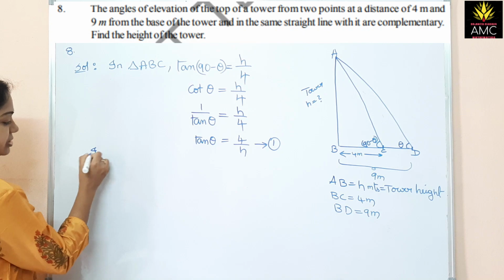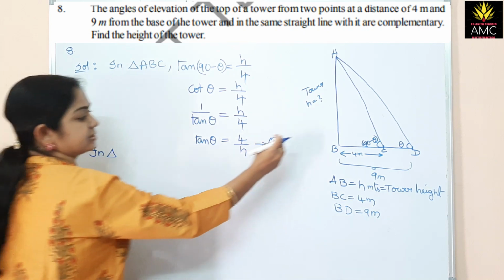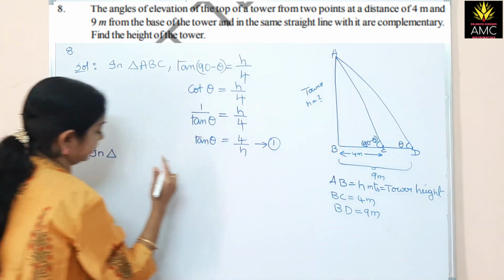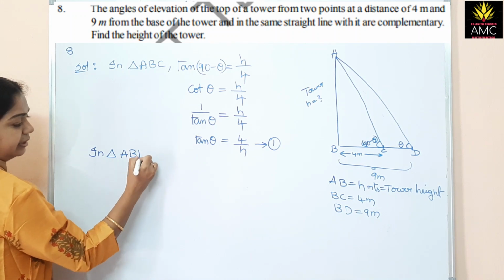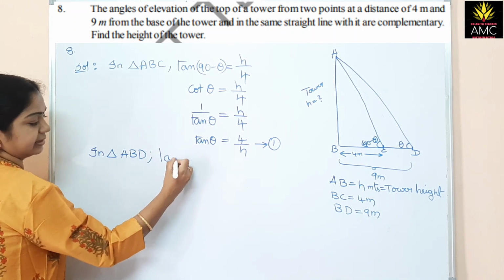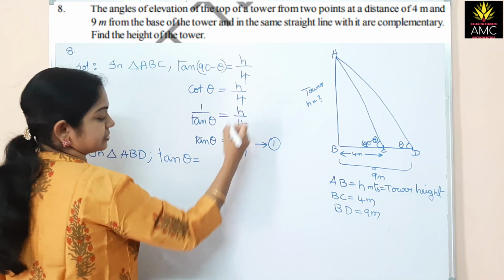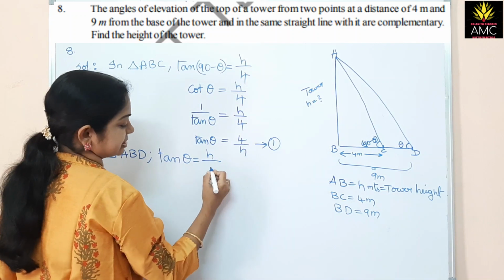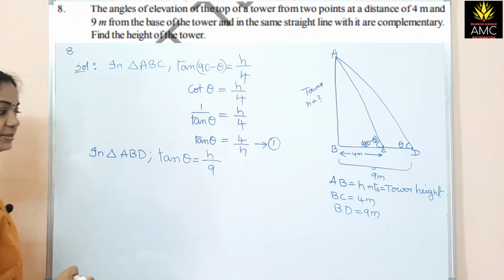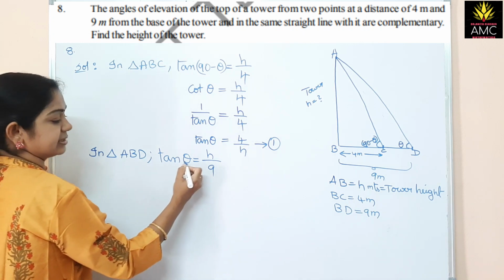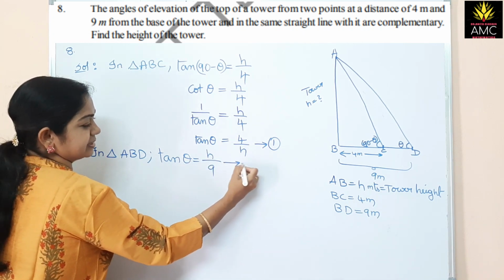Now let us take the next triangle. This triangle is over. The bigger triangle I'll take. In triangle ABD, let us take tan theta. Opposite is h, adjacent is 9. So tan theta is opposite by adjacent, h by 9. Let this be equation 2.